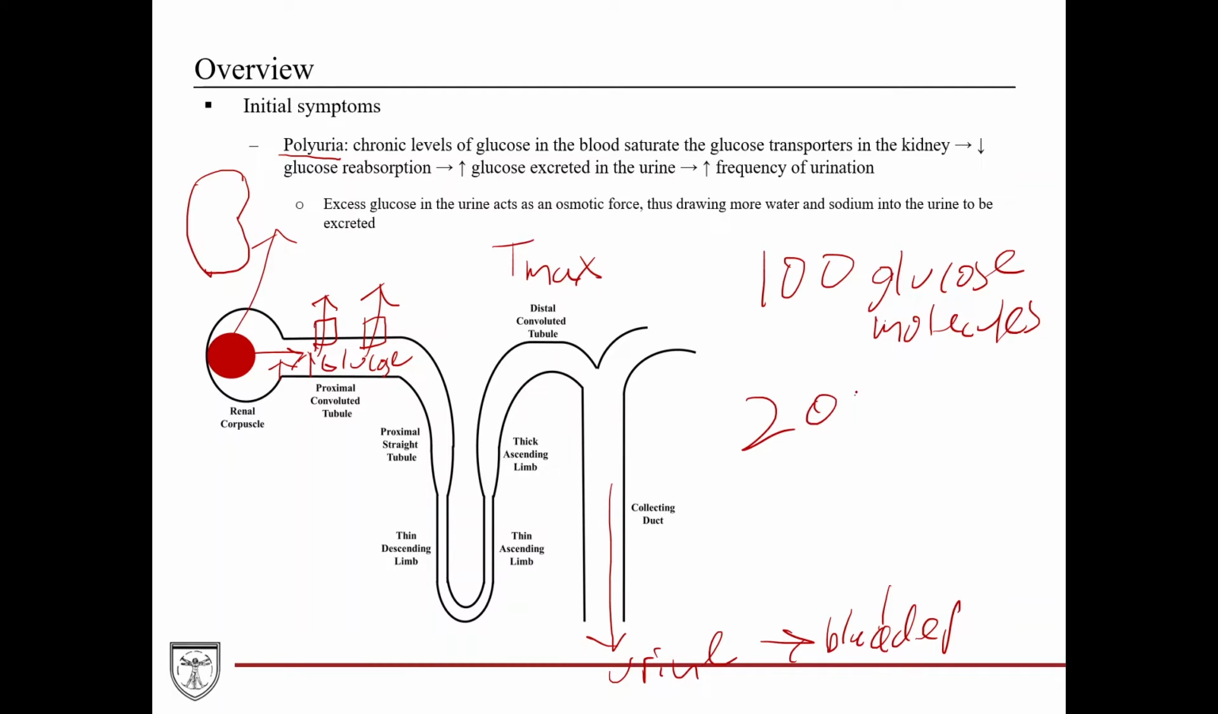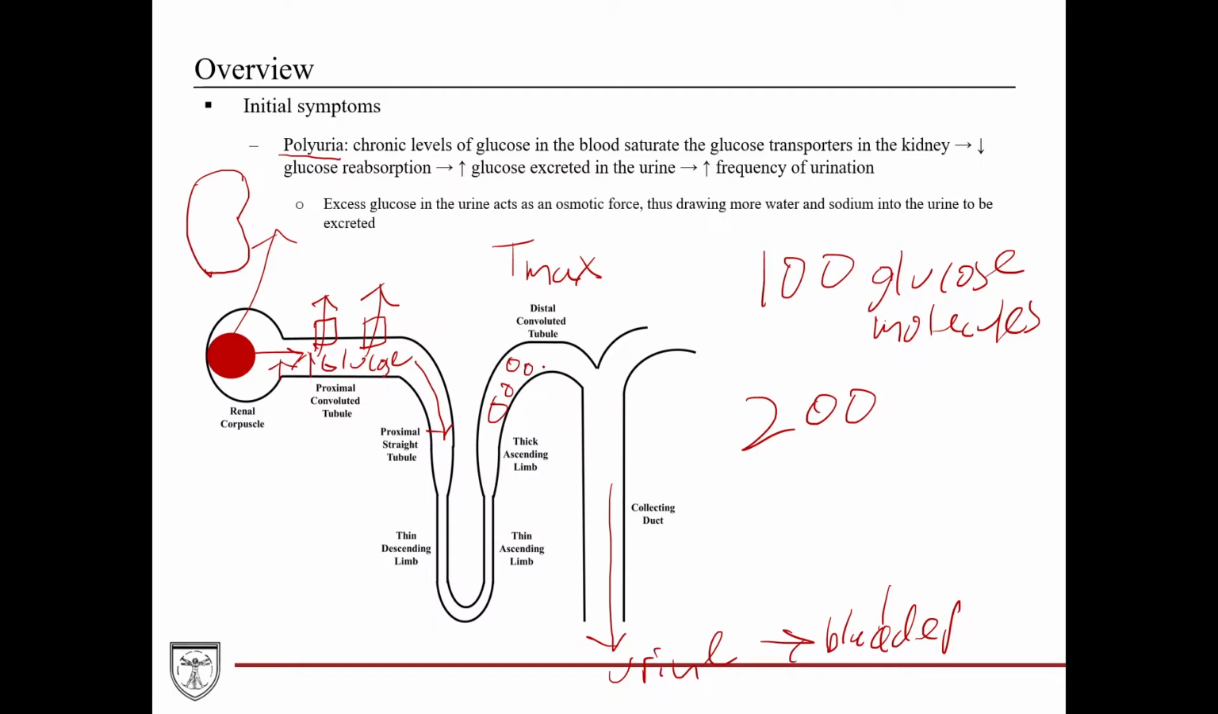Let's say you have 200 though. If you have 200 glucose molecules, you're going to get rid of 100 of those, but then you're going to have another 100 left over that shouldn't have been there. Remember, after this point, it's usually a very small amount, if any. But now, in our theoretical example here, you have 100 extra glucose molecules. So you have glucose coming down all through the nephron here.